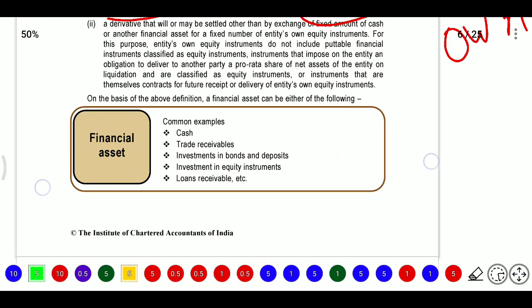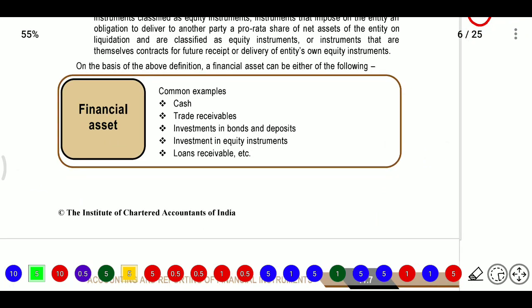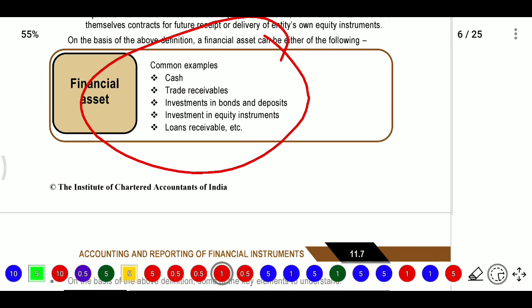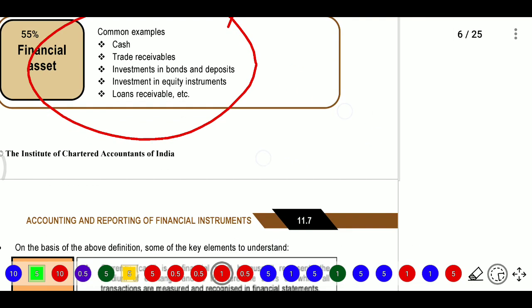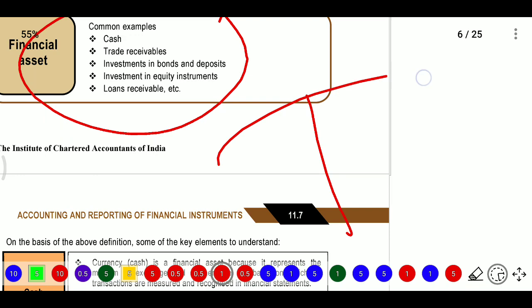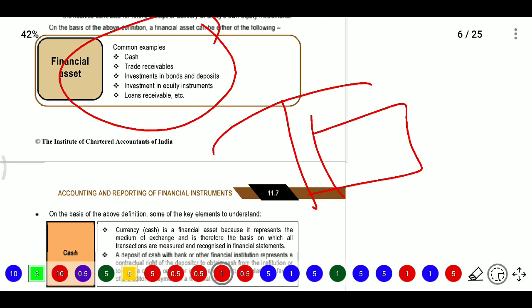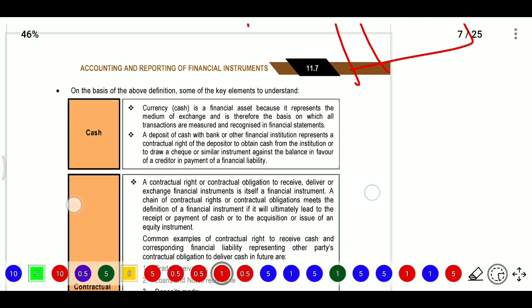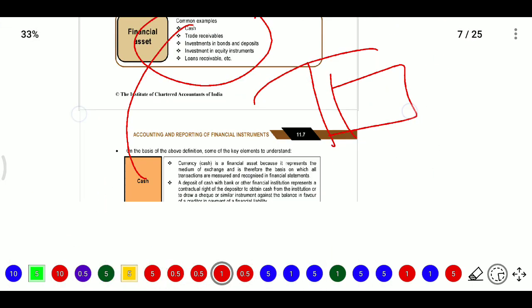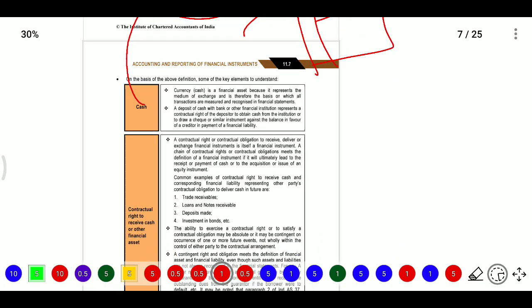So here they have provided some examples of financial assets. What is included in financial assets? In financial assets we have cash and trade receivables. If we invested in any bonds or deposits, or investment in equity instruments, or loans receivable, these all are financial assets. If we see it in the balance sheet, these are on the asset side, and they are all financial assets. Here, what is meant by cash, and what is meant by contractual rights to receive cash or other assets?